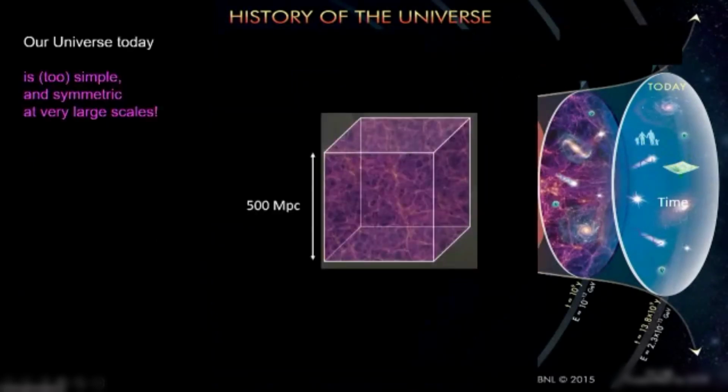Now, if we look at the universe today, and we look at the universe on very large scales, not at the scale of our solar system, but a scale maybe of 500 megaparsec, so 500 million times the distance from the Earth to the sun, we see that the universe is quite simple. It's actually quite symmetric. It looks something like this, where you wouldn't immediately recognize a structure.